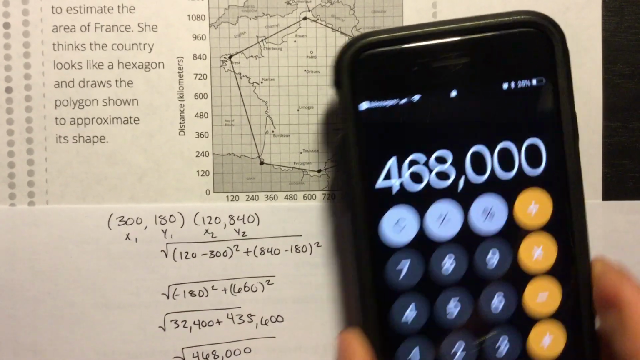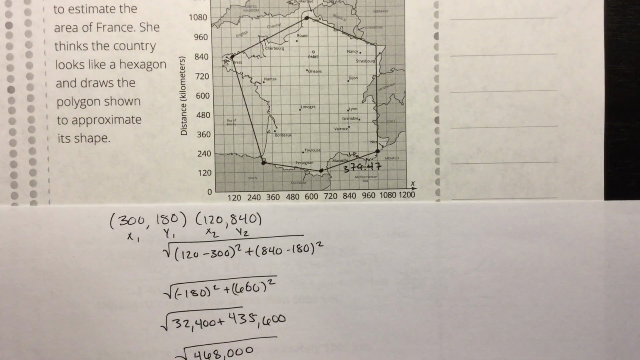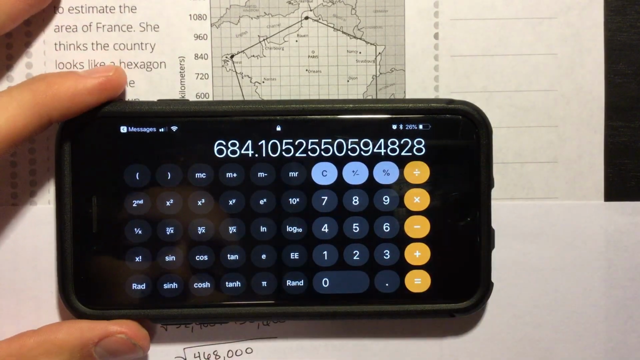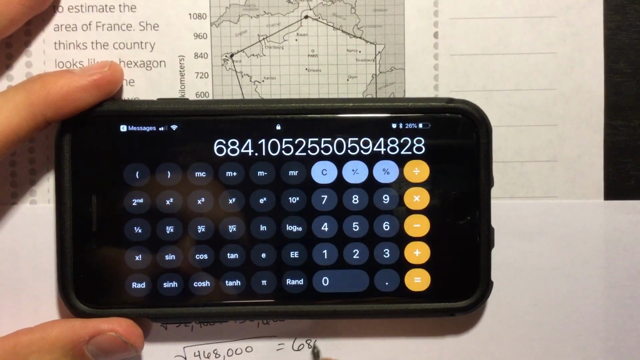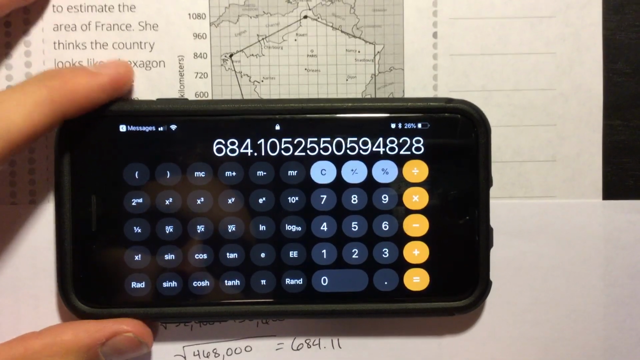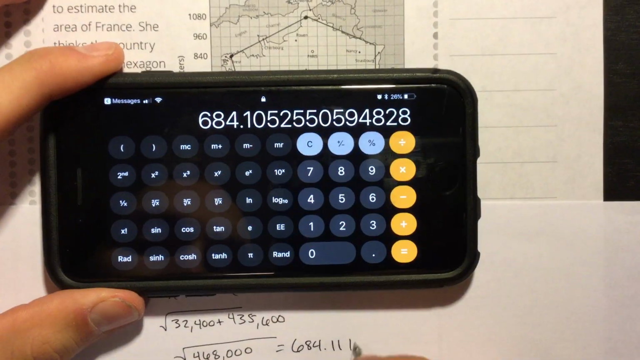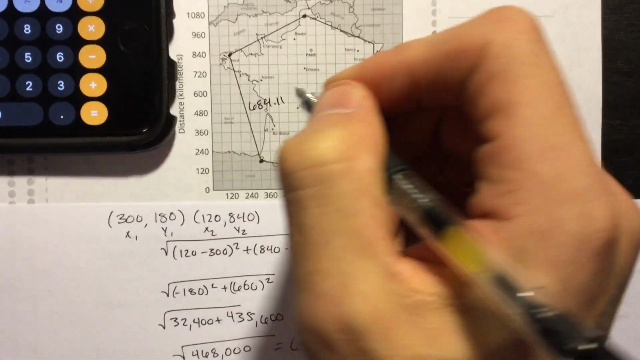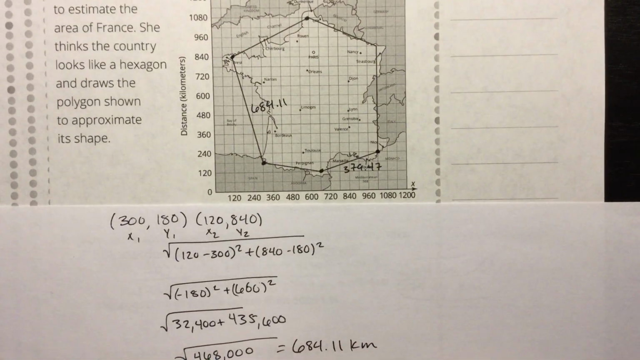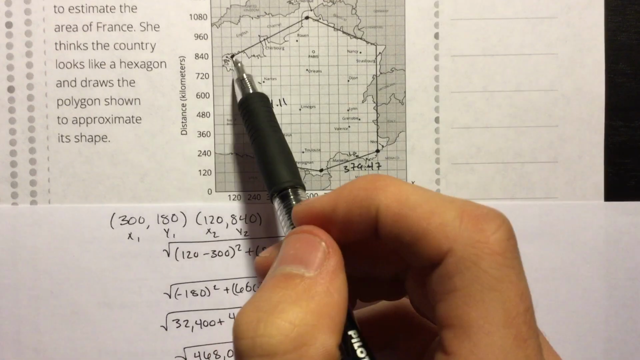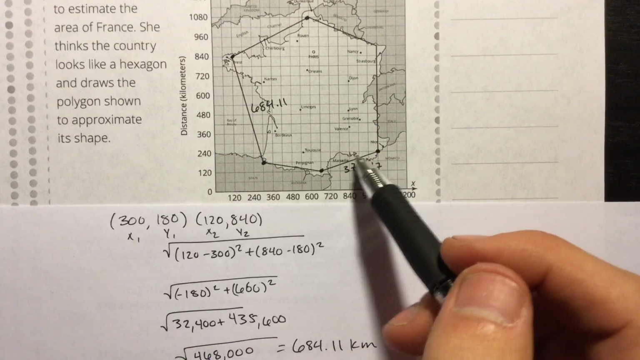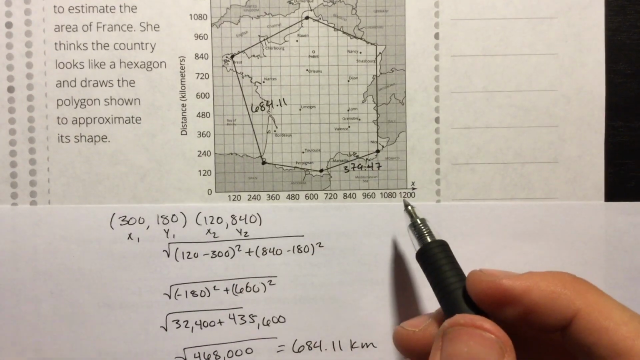468,000. And so again, let's see if my phone freaks out this time. It did again. I don't know why it does that. Okay, so the square root of that is going to be 684.11 kilometers. So I'm going to go ahead and write that down, 684.11 up here. And then now we have one more coastline to calculate, okay? We're going to do this top left one. Unless I'm blind, I do believe that these are the only coastlines now that I've looked at it more carefully.